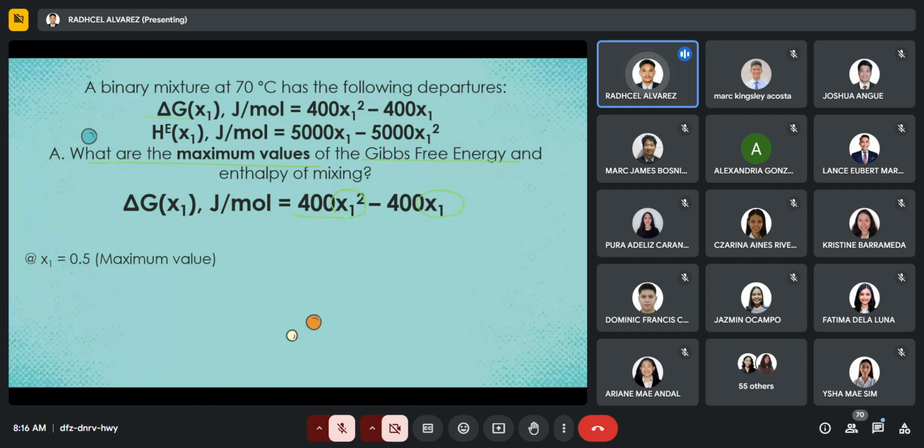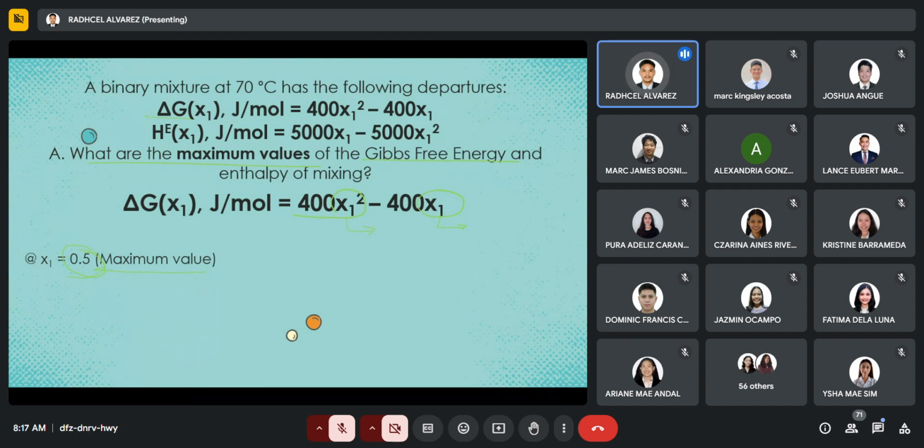Ano kayang gagamitin nating value ng x1 para masabi nating maximum value iyon? 0.5 po. Okay, very good. So, lumabas na dito, ang gagamitin natin is 0.5. Kasi nga, sabi natin sa observation natin kanina sa graph, ang kanyang maximum and minimum value ay nag-occur at the center of the graph, of the diagram. So, that is at 50% mole fraction or 0.5.